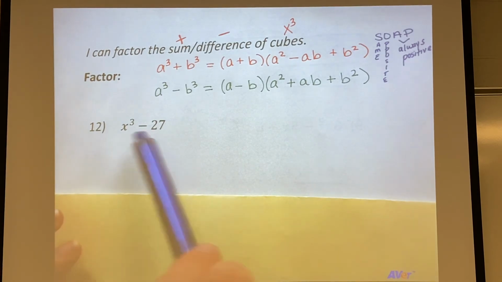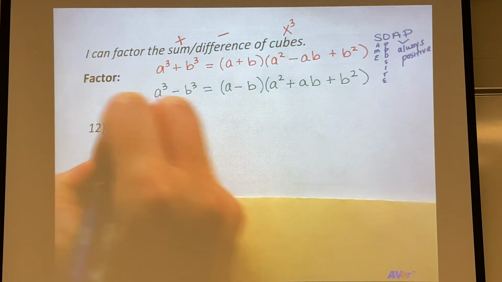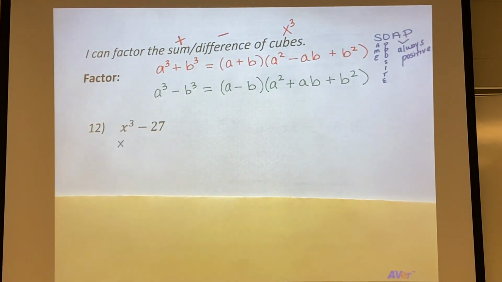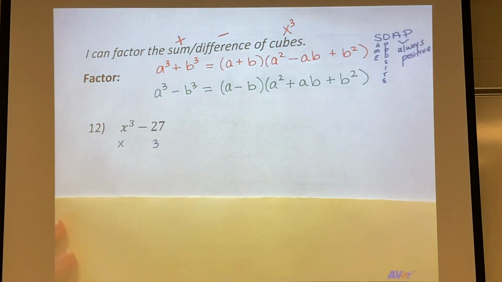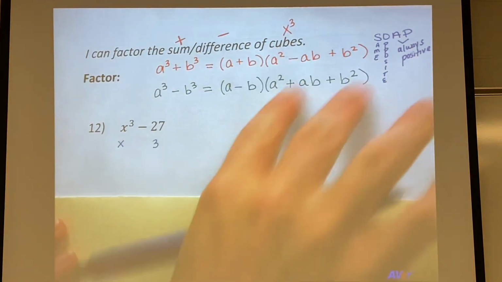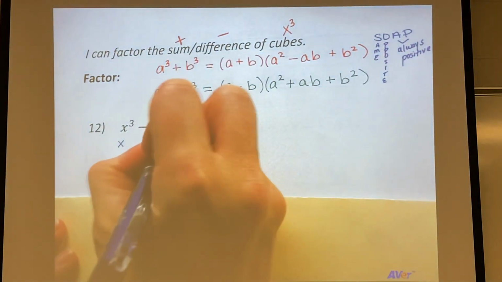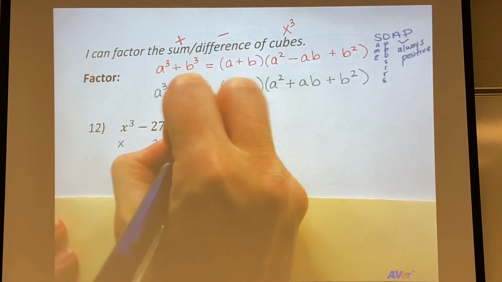We want to take the cube root of each one. Cube root of x cubed is x. Cube root of 27. What multiplies to get 27 if you multiply it 3 times? So you have to multiply it times itself 3 times to get 27. Well, that would be 3. 3 times 3 times 3 is 27. All right, so we're going to use x and 3 to build this factor. All right, so since it's subtraction, we would start with x minus 3.